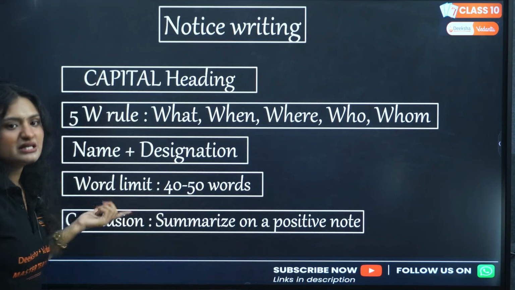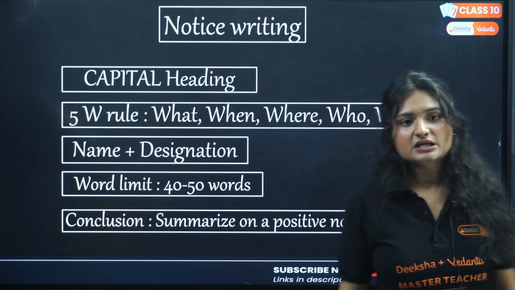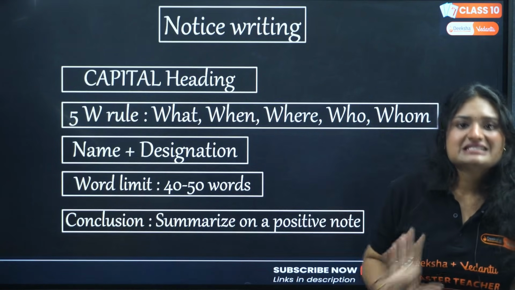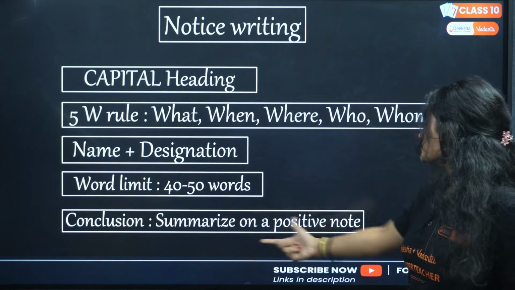Then write the name and designation. Do not skip the name and designation. They are very important. Again, the word limit for a notice is only 40 to 50 words, so do not exceed that limit. They come around 3-4 marks. Okay, conclusion, summarize on a positive note.